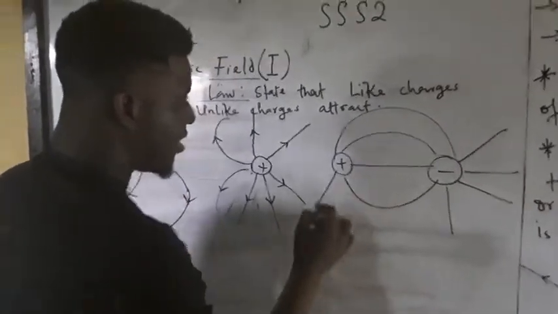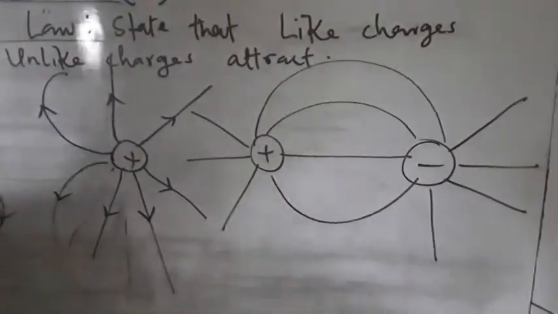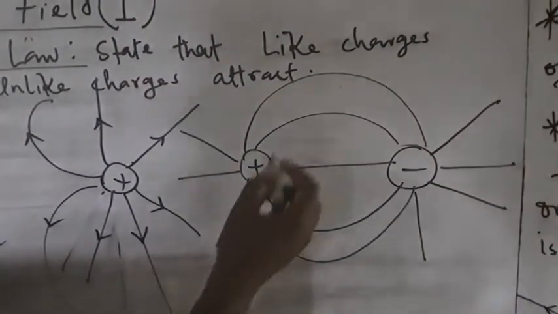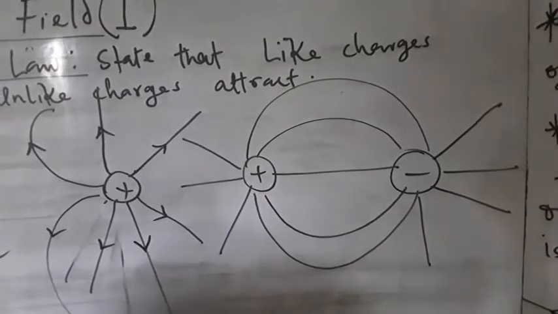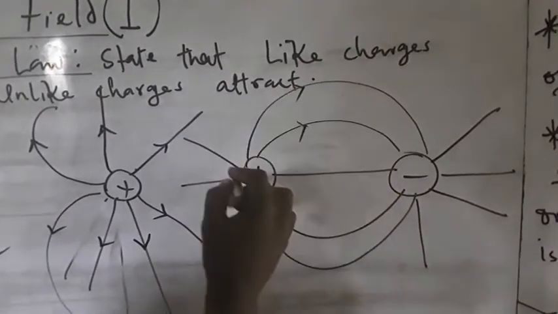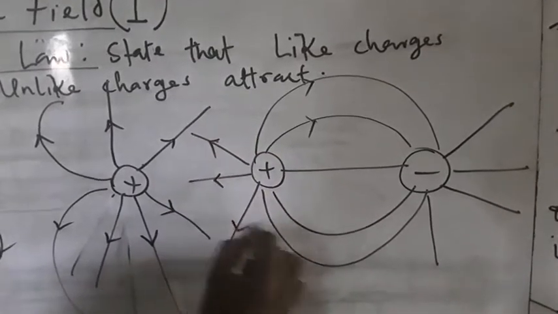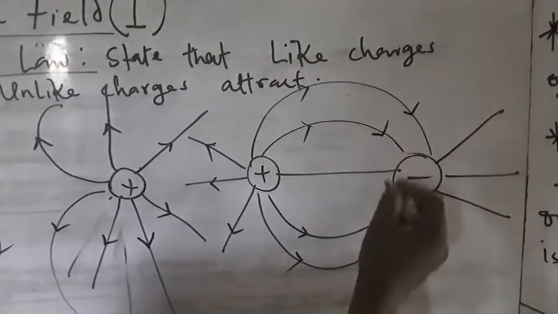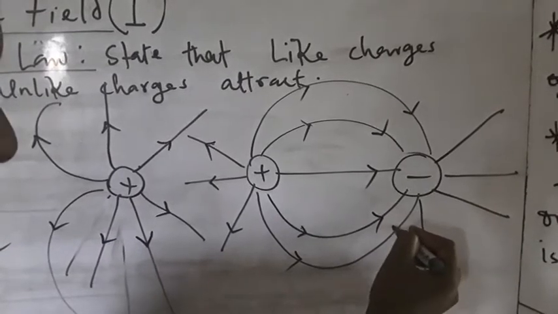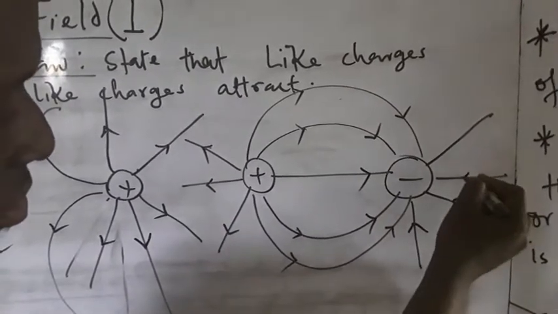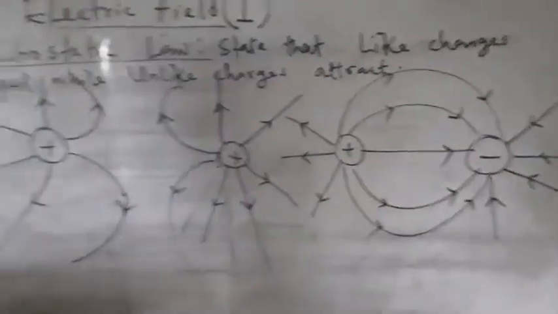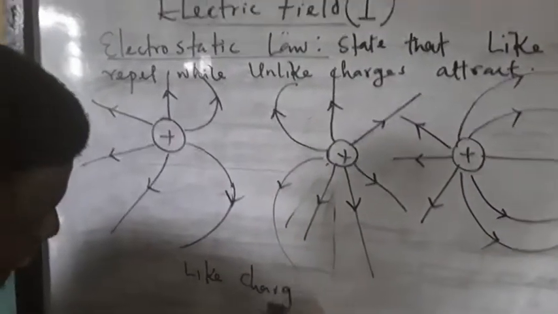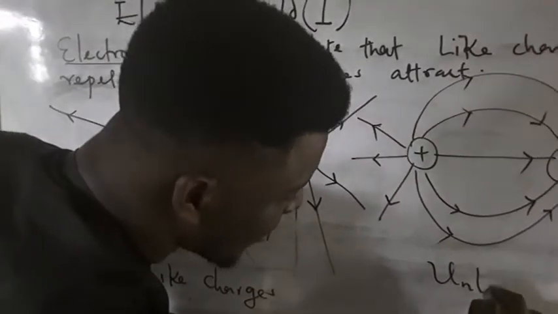They can give you this in your exam and they want you to indicate the arrows, where it will go from or where it will be terminated. So we have that the positive charge is the source, it is giving out, as you can see for my arrow. While the negative charge is taking it in, as you can see drawn on the board. This is like charges, and this is unlike charges.